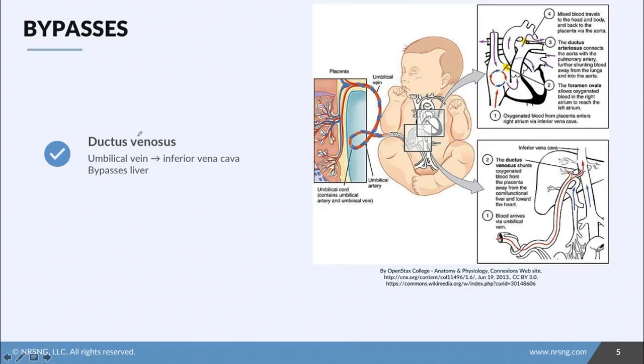So here we are, RV. Ductus venosus is going to be umbilical vein taking the blood to the inferior vena cava, and that will bypass the liver. So here the blood is shunted from the umbilical vein up into the inferior vena cava. You can see it better in this image. So it comes through the umbilical vein, goes to the inferior vena cava, and bypasses the liver. So this is going to help get oxygenated blood to the heart quicker and to the brain, because we don't need to get the oxygenated blood to the liver at this point.